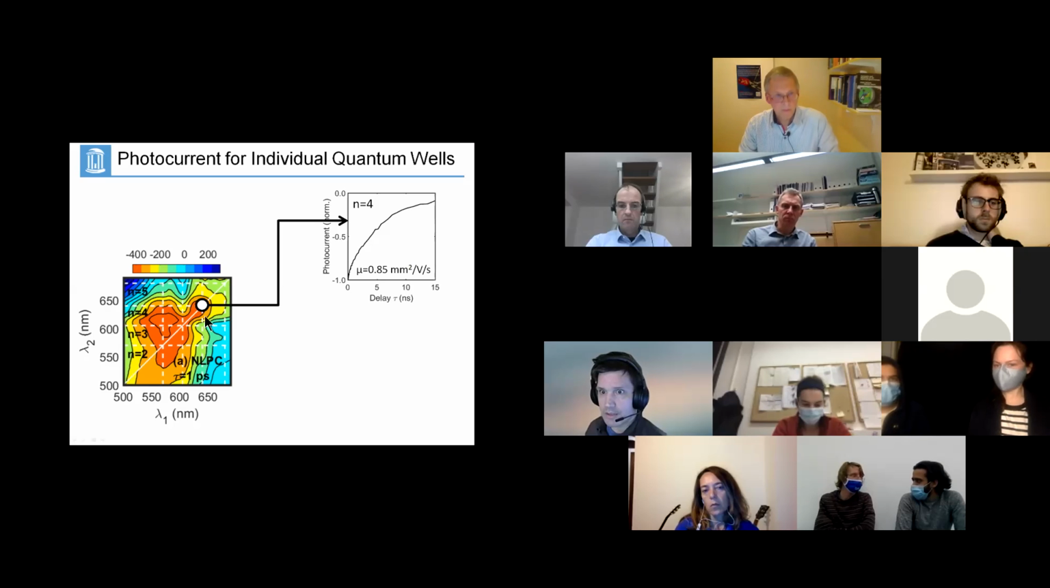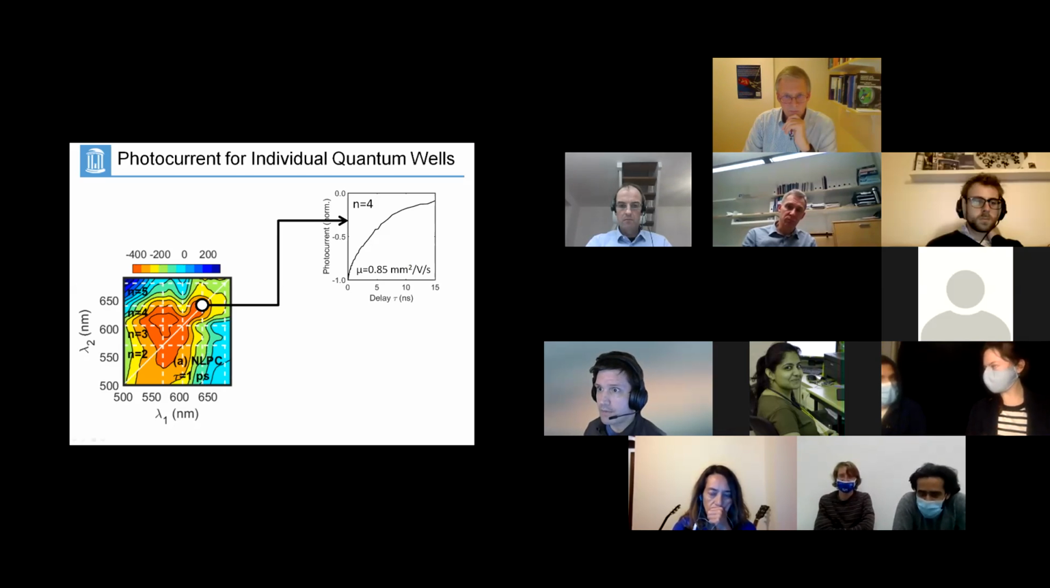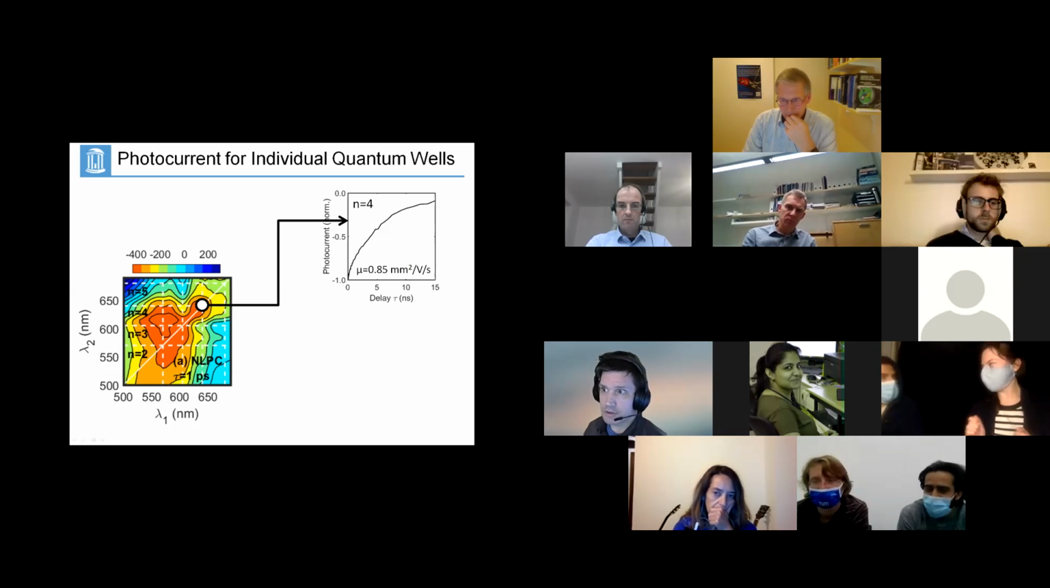So here is a signal with pulses tuned into resonance with quantum well 4. We're enhancing the signal component representing transport in that phase of the film. What you see, first of all, is that within 15 nanoseconds, most of those photoexcited carriers have been removed from the active layer. Also, we obtain a mobility, which says that the carriers are responsive to the electric field.